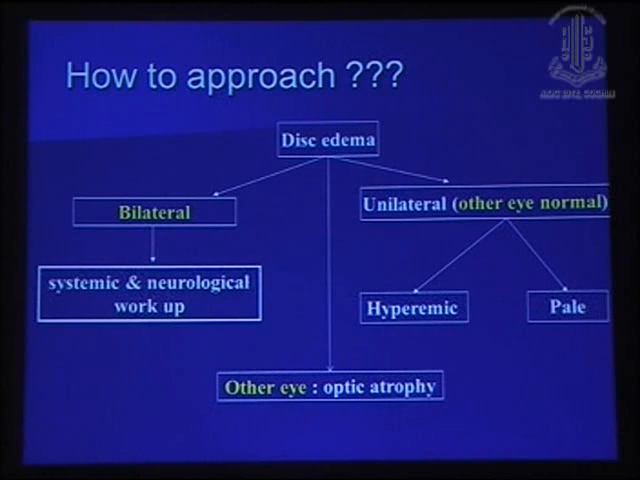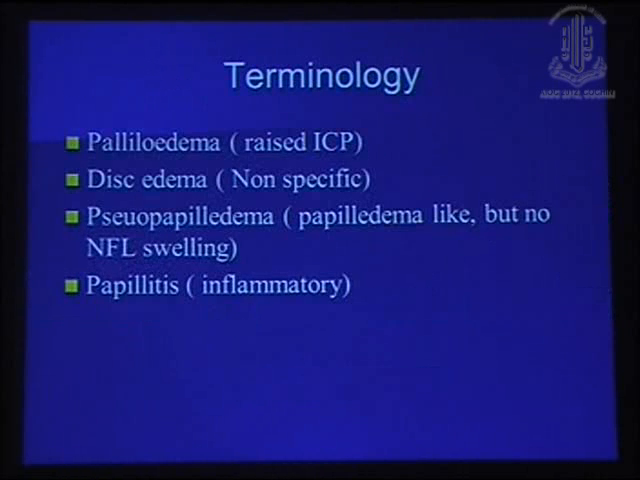And unilateral, when the other eye is absolutely normal, and normal means not just in appearance but also in visual functions, which means the visual acuity, the fields, the color, the contrast. These are the important things which need to be evaluated before you say that the other eye is normal. So if it's normal, then you're only concentrating on the involved eye. It could be hyperemic or it could be pale.